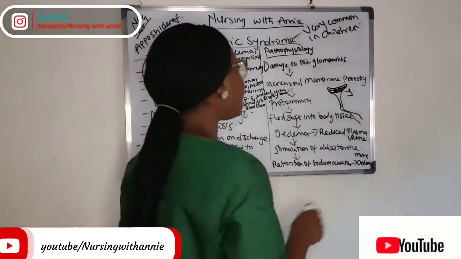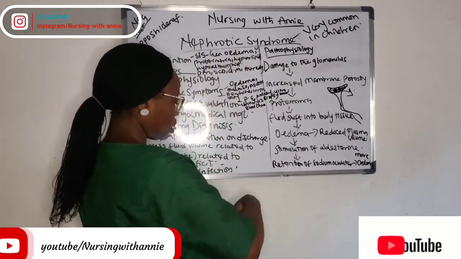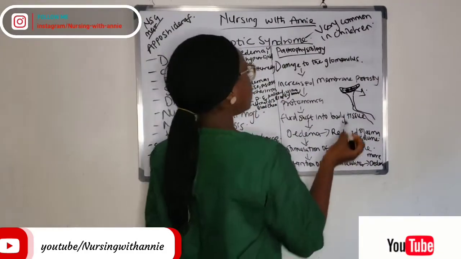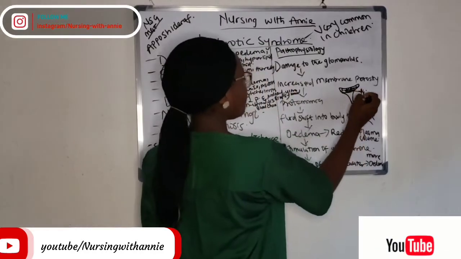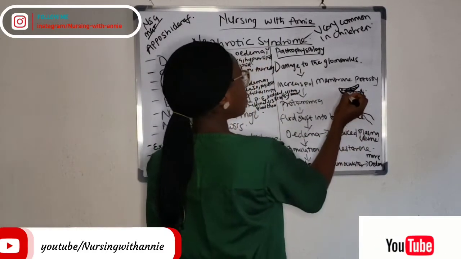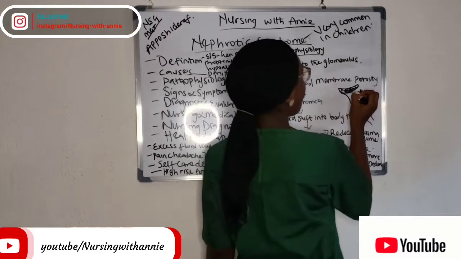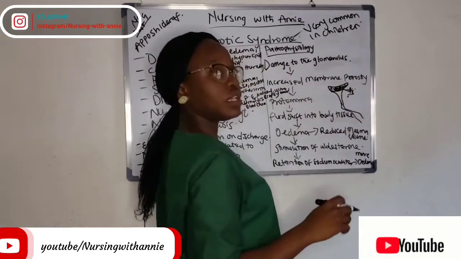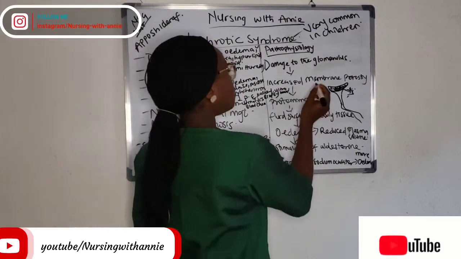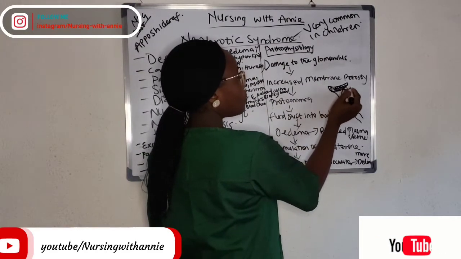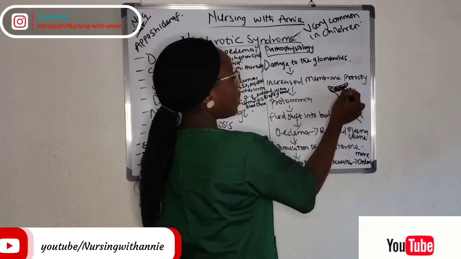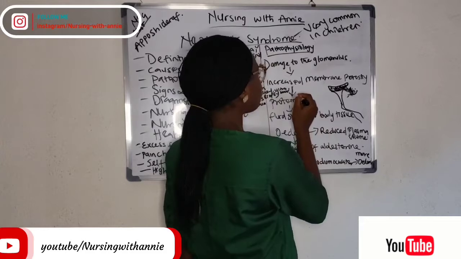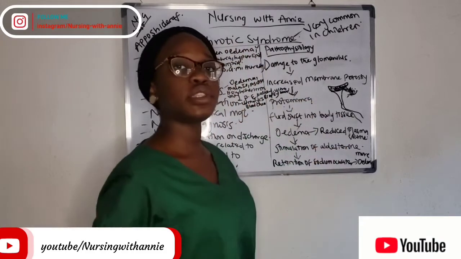Like I said, there's a damage to the glomeruli of the kidney, the glomerulus. There is damage to the glomeruli of the nephron, and because of the damage, there will be increased membrane porosity. Substances begin to leak out from the glomeruli. Substances like protein begin to leak out from the glomeruli, leading to proteinuria, that is protein in the urine.